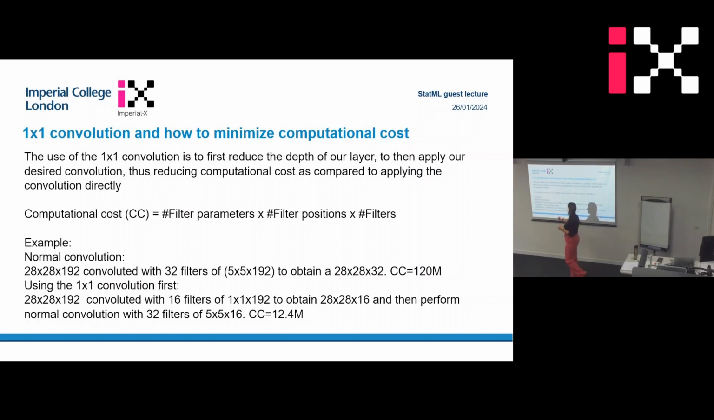However, if you first do a one-by-one convolution, you're going to obtain this middle step, and then you perform these 32 filters of 5 by 5 that you wanted from the beginning. In this case, the total computational cost is literally a tenth of what you had.